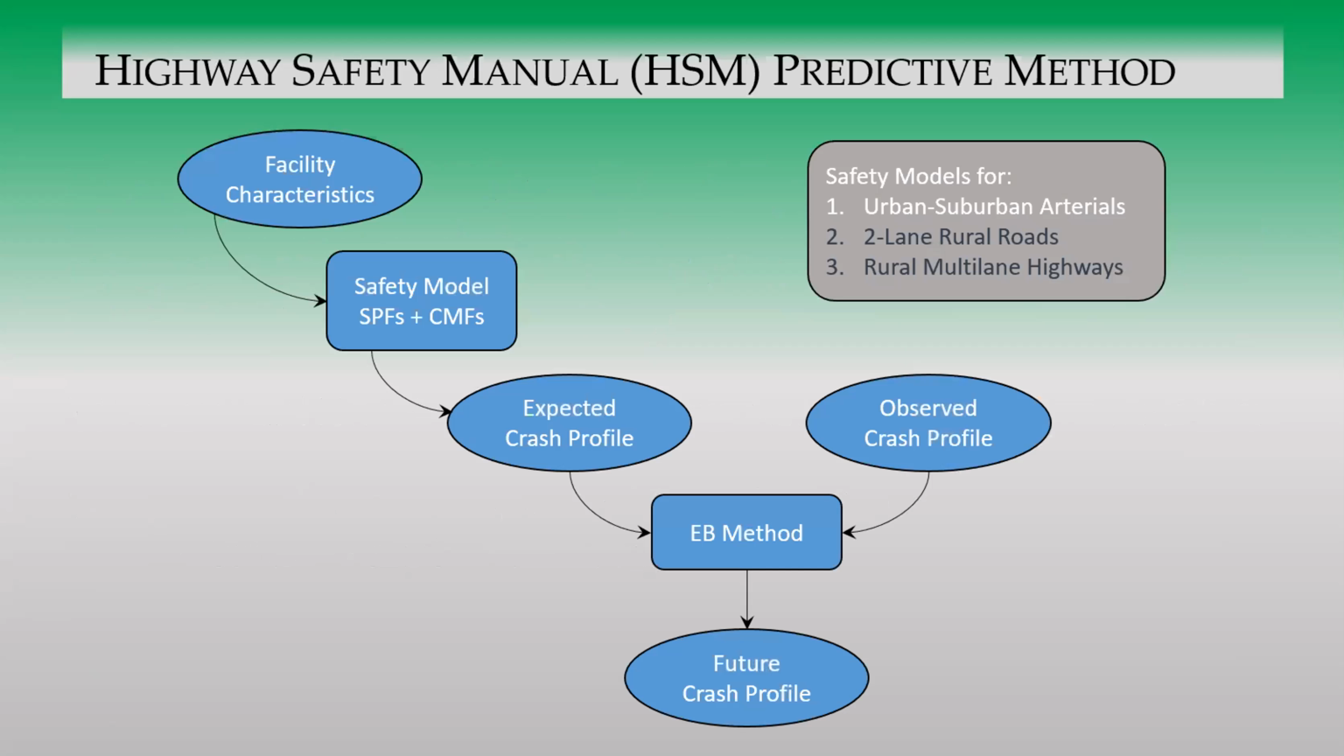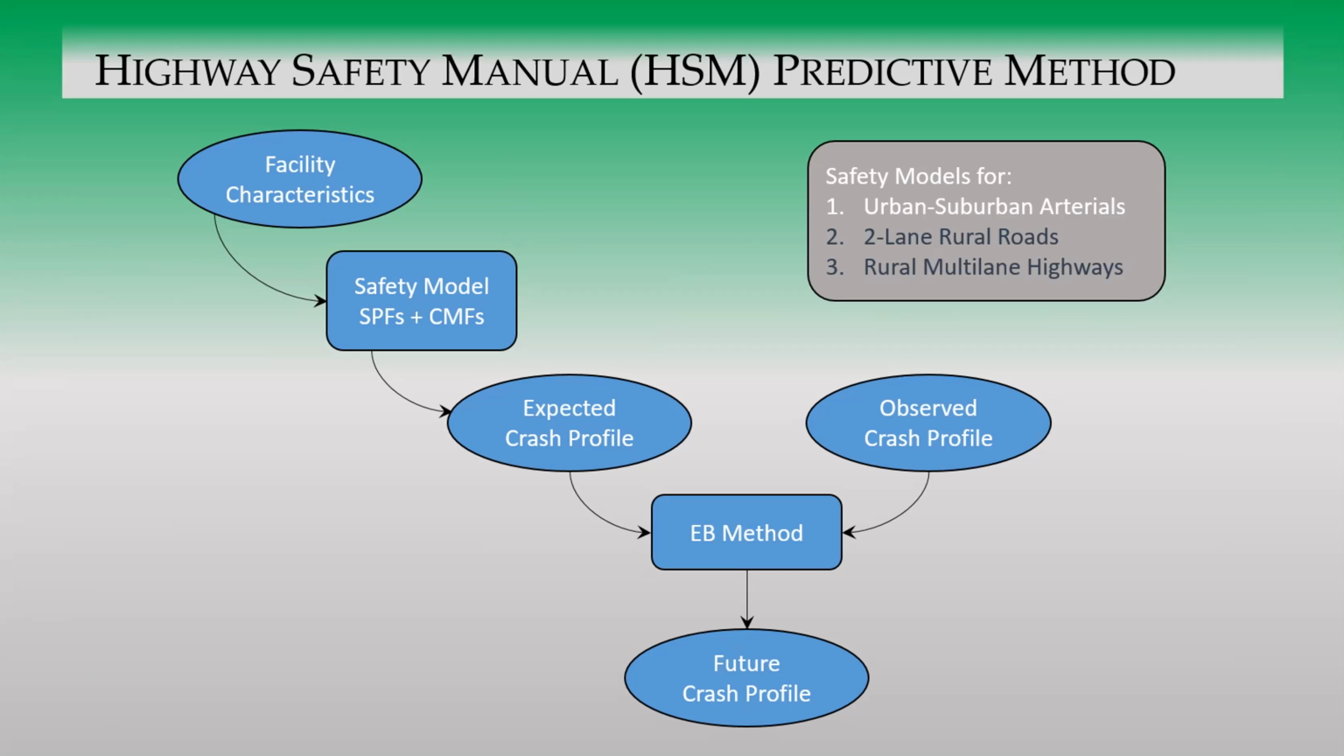And this is a conceptual diagram of the process we follow. You start out with your data on facility characteristics: how many lanes, how much traffic volume, do you have fixed objects on the side of your road, is there parking present, et cetera. You plug those characteristics into a safety model. In this case, we're using the urban-suburban arterial safety model.